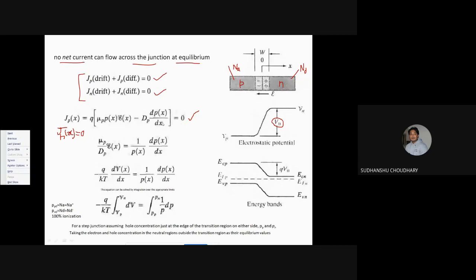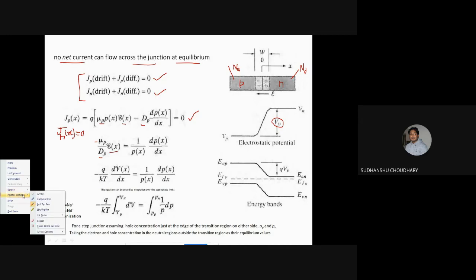Once we do this, one can find a relationship between Dp, mu p, and the electric field. One can rearrange these things and find a relationship between the diffusivity of holes, the mobility of holes, and the electric field, which is equal to 1 by px d by dx of px. Here px is the hole concentration in the x direction.